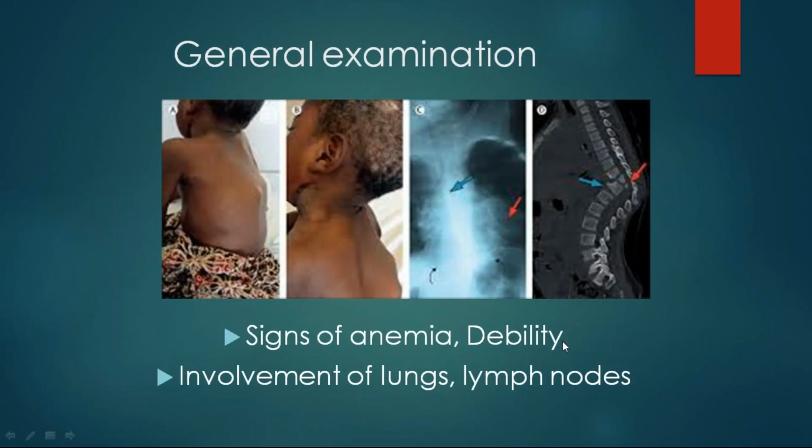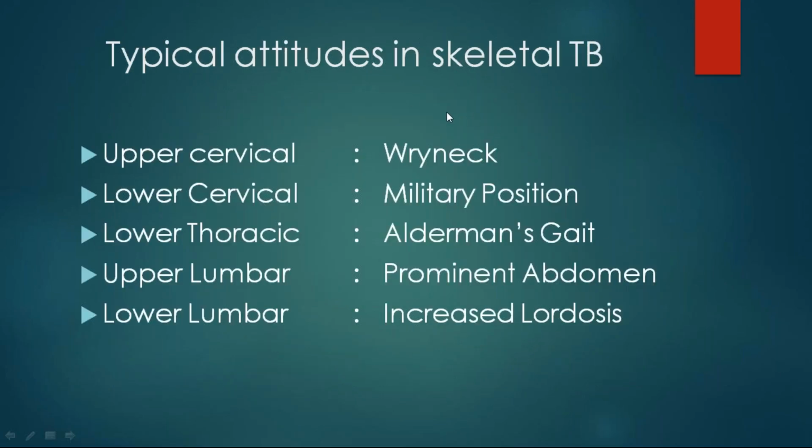On general examination, signs of anemia will be seen, and you need to look for involvement of the lungs and lymph nodes. So, typical attitudes in skeletal TB: just remember at least the lower thoracic and the upper lumbar. In the lower thoracic, it's called alderman's gait, and in the upper lumbar, it's like a prominent abdomen.